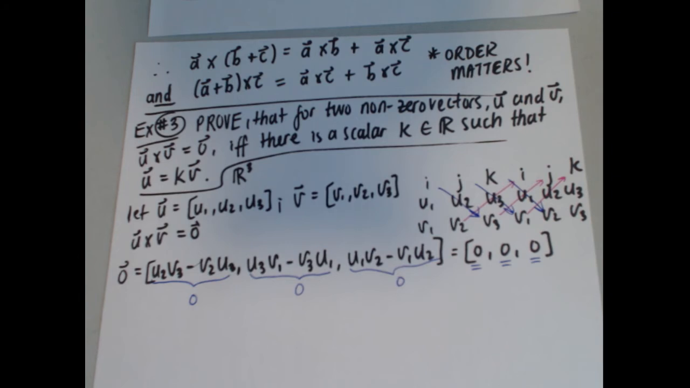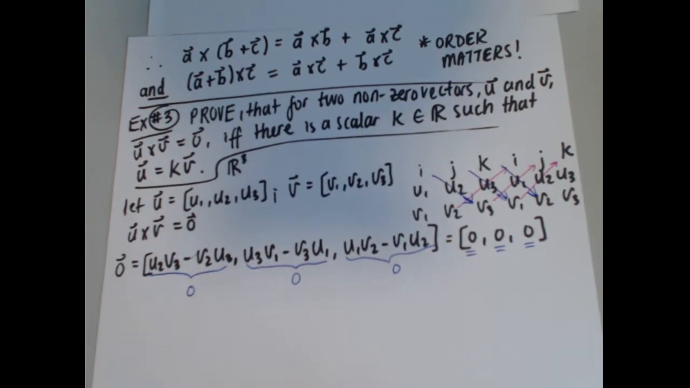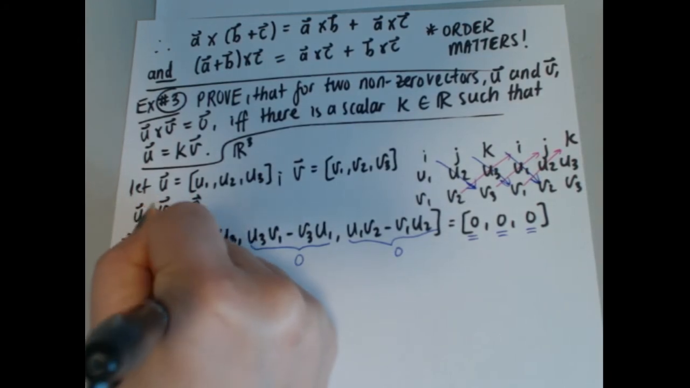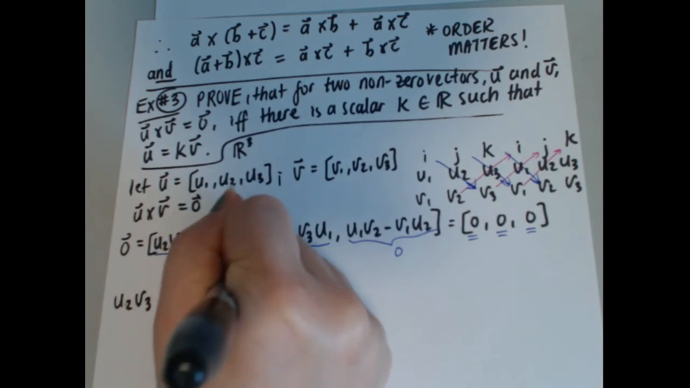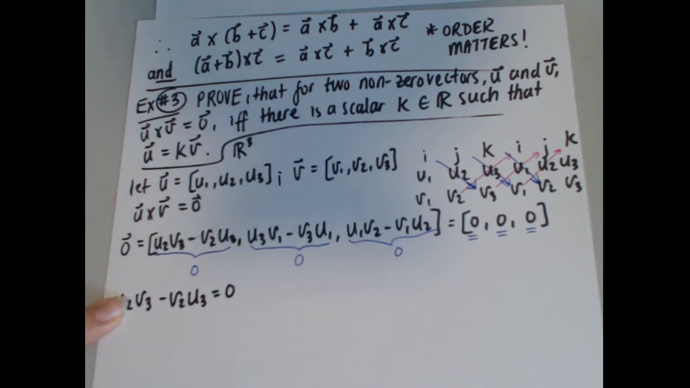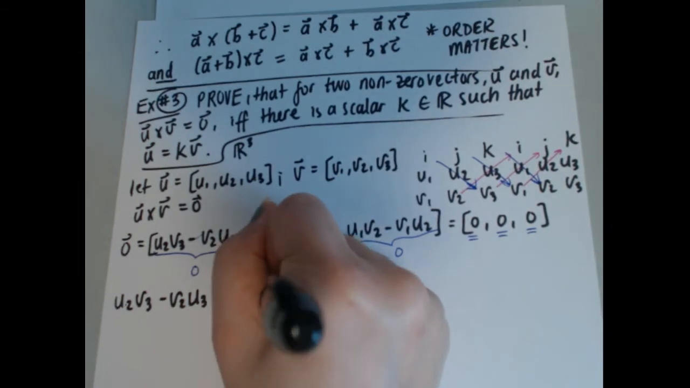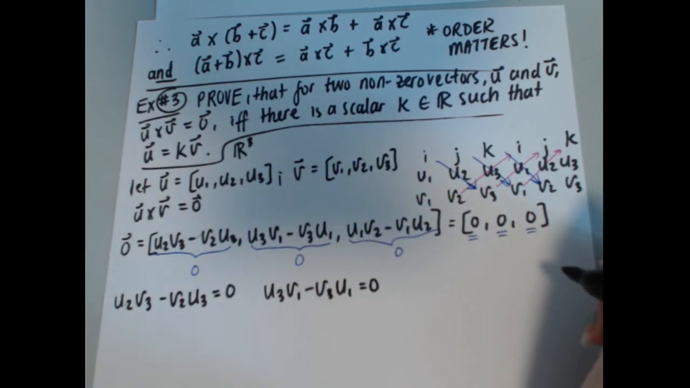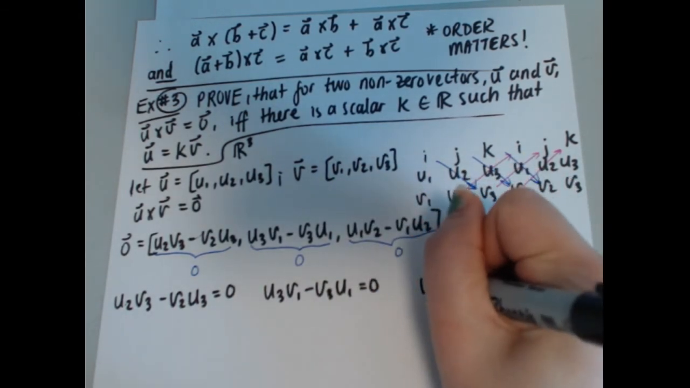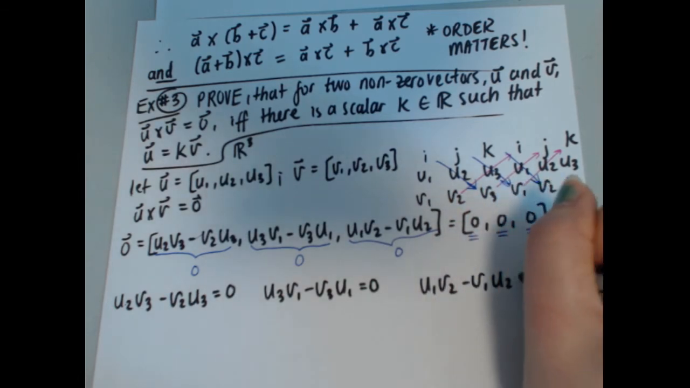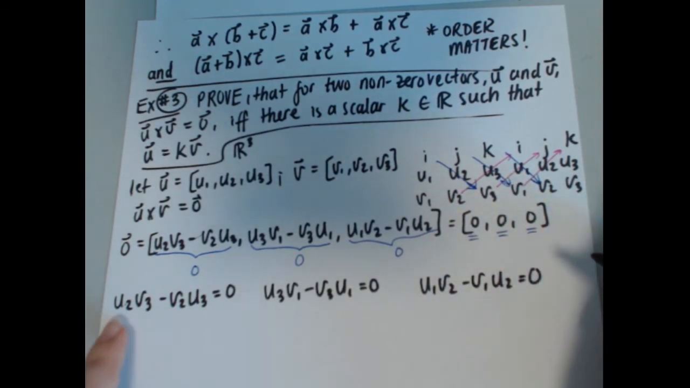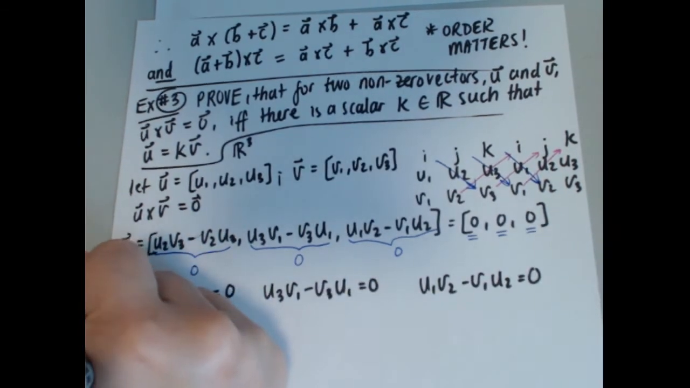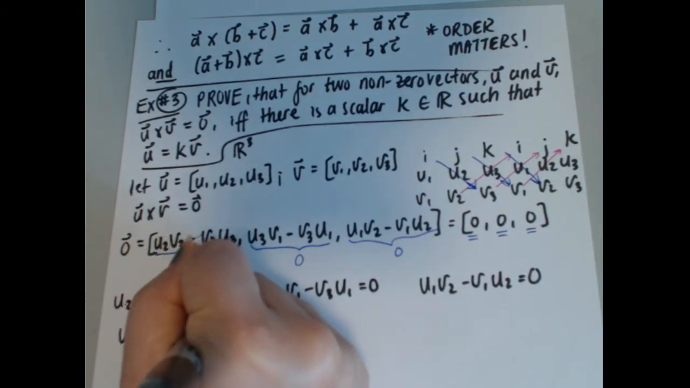This is what's going to set up our proof. So I'm going to make a set of 3 equations here. My first is u2 v3 minus v2 u3 equals 0. Right? So that comes directly from here. The next one is from here. u3 v1 minus v3 u1 equals 0. And the last statement comes from this end. u1 v2 minus v1 u2 is equal to 0. Okay, so I'm going to just take the minus piece and bring it to the right side in each case. So u2 v3 equals v2 u3.